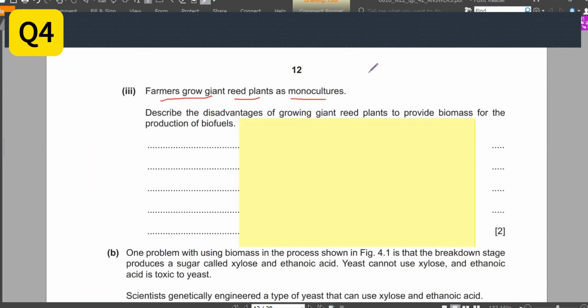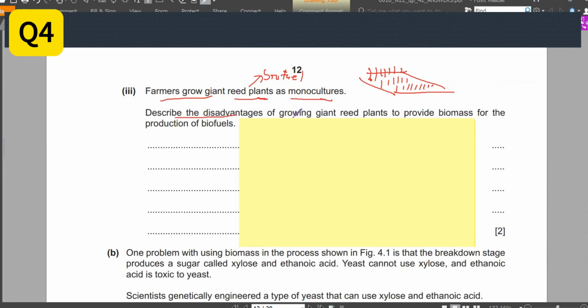Monoculture, meaning that we select a plot of land, okay? We think that this reed plant is good to produce biofuel. So maybe it's very efficient to be used to produce biofuel. But we plant it as a monoculture, which means the whole plot, we plant the same thing. Monoculture. So this can be a potential problem.